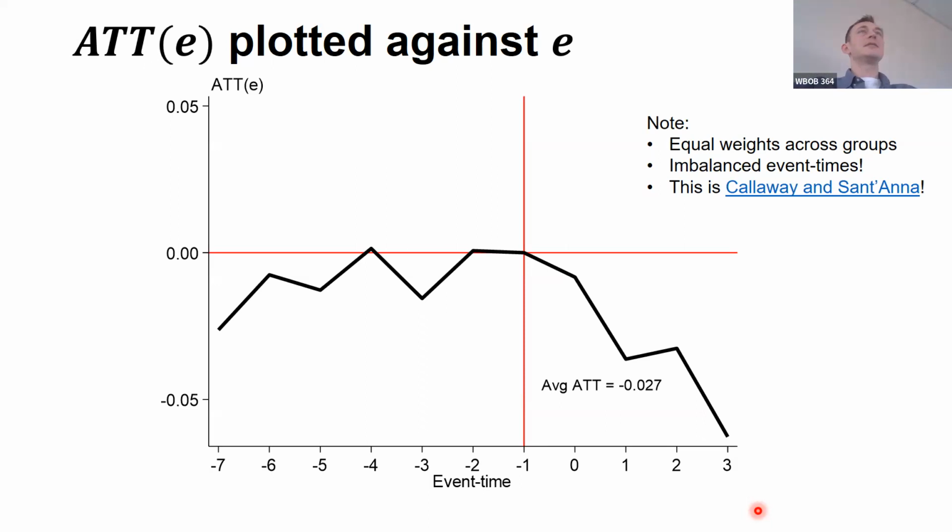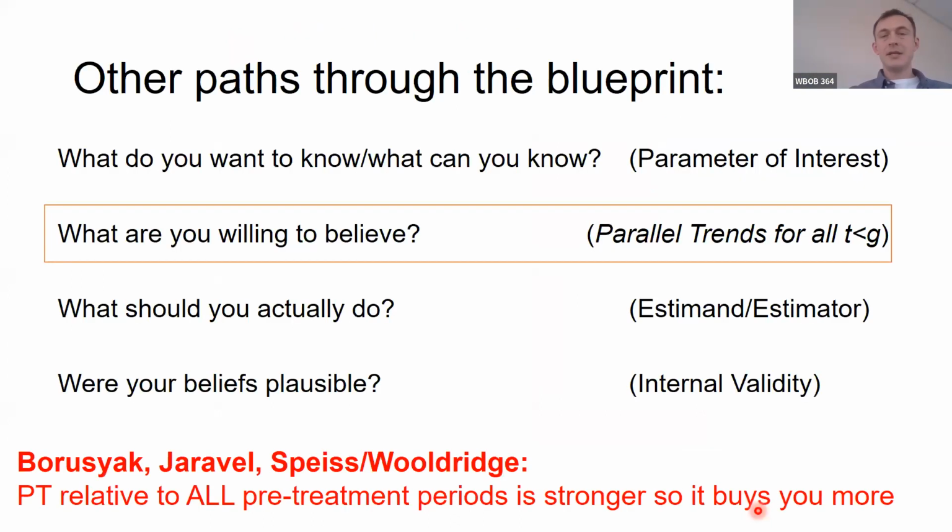Use that to guide your estimation, and then aggregate parameters at the end, and you get something pretty great. There's a lot of other things you might want to do. And I'm going to just appeal to these set of blueprint questions and say, well, what if you wanted to believe something different? I define parallel trends in two periods, G-1 and T.